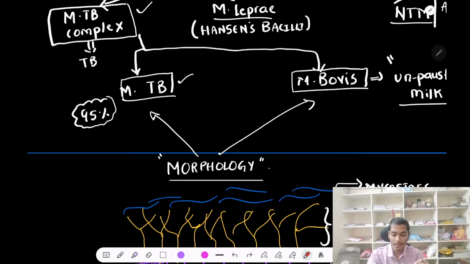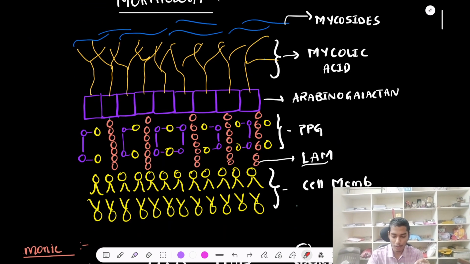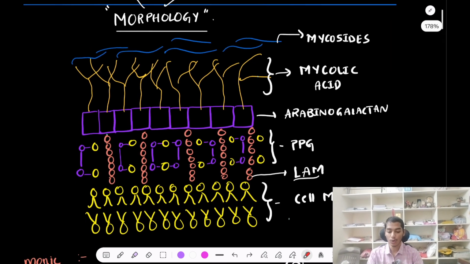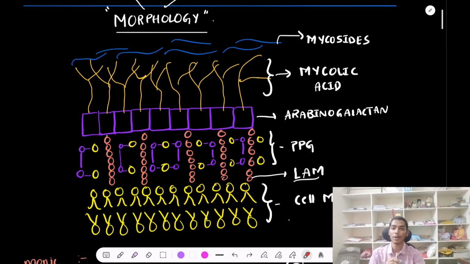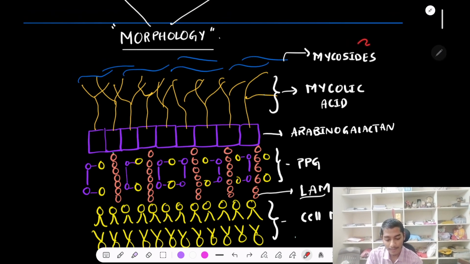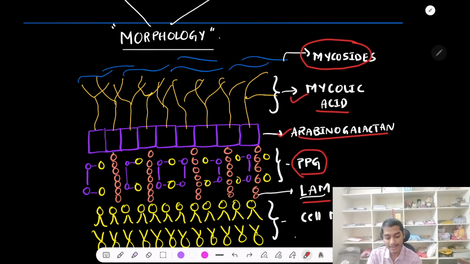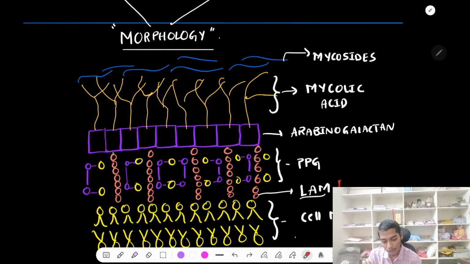Now let us discuss the morphology of Mycobacterium tuberculosis. You can see the morphology of Mycobacterium here. We have mycocytes as the outermost layer. We have mycolic acid, arabinogalactan, peptidoglycan layer, and lipoarabinomannan. It has a very important role with respect to pathogenesis, and also we have the cell membrane.